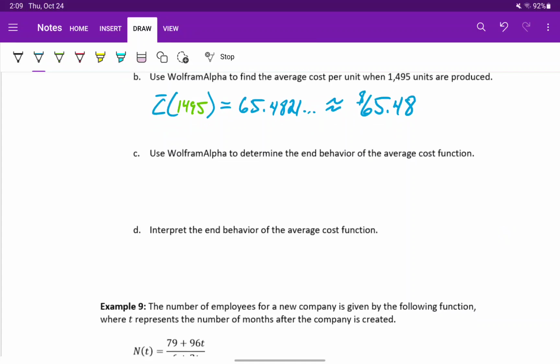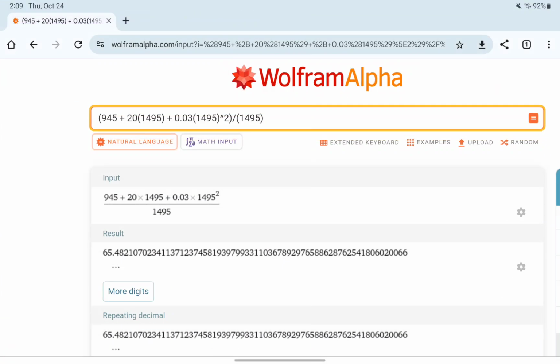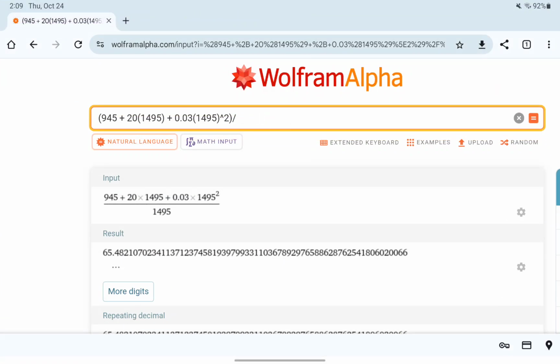In part C, we want to use Wolfram Alpha to determine the end behavior of this average cost function. And then in part D, we're going to interpret that result. Now what we'll do is go back and replace those values that we plugged in with X's, or we could just retype the expression. And in front of that, we'll type in end behavior.